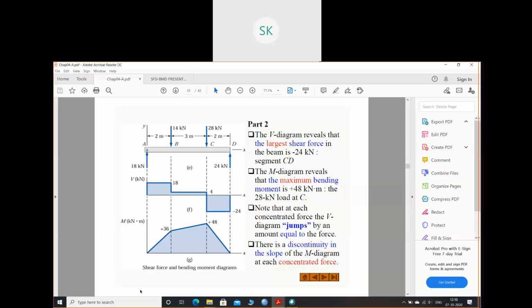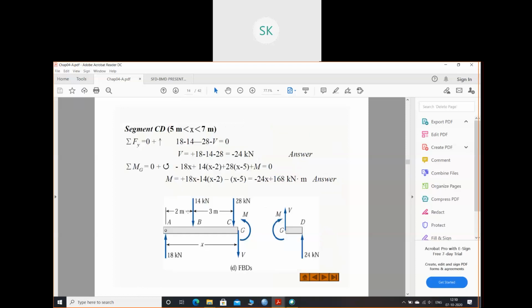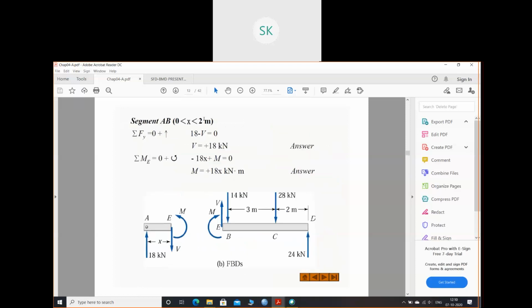Okay. If understood, then I'll move to the bending moment diagram. So see, for 0 to 2, when I put 0 here, I'm getting moment 0, right? And when I'm putting 2, M will be your 18 into 2, right? So let's see the bending moment diagram.